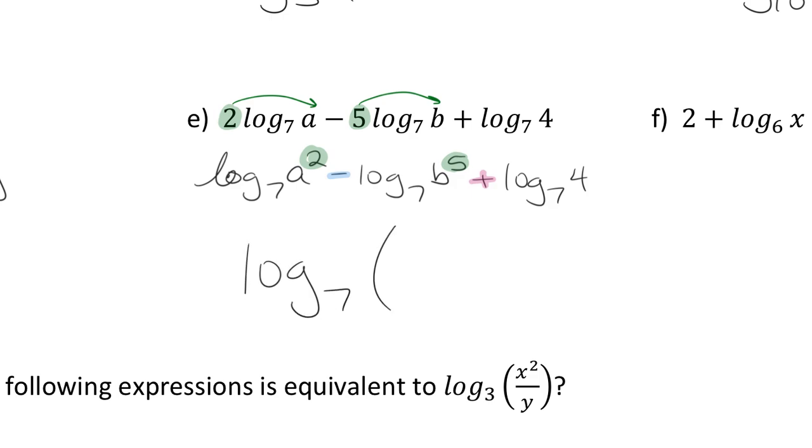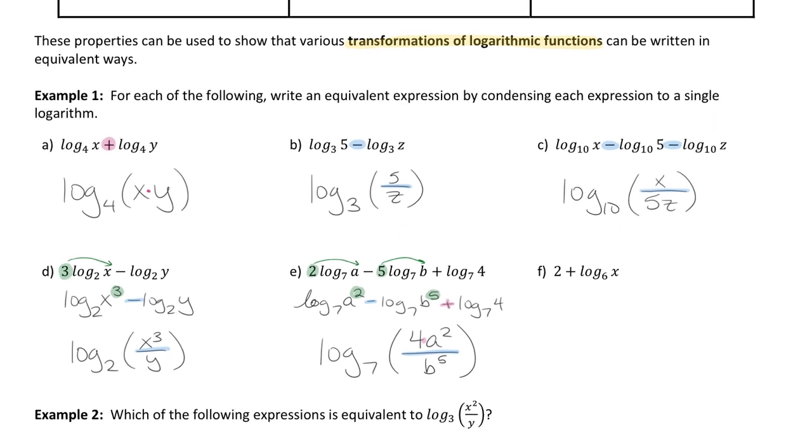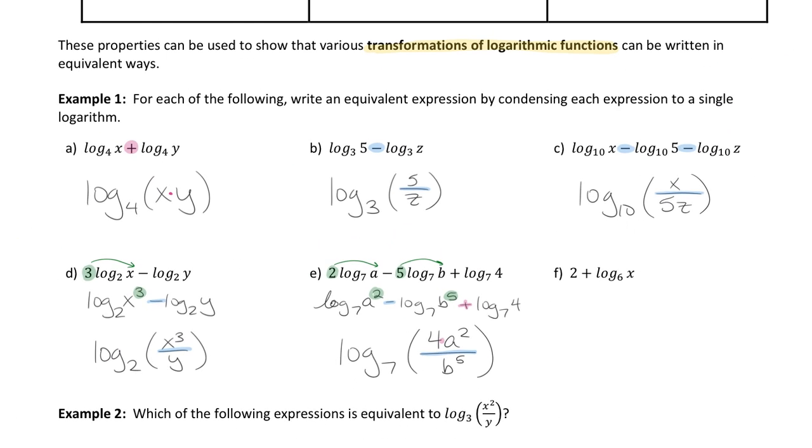This is log base 7 of, let me write it better, 4a squared divided by b to the 5th. You could say a squared times 4. That's mathematically equivalent, but we don't normally say things that way. We're going to put the coefficient first. And again, just to make sure we know where this came from, we're going to put a little dot to show we are multiplying the 4 times a squared. These are our notes so that we remember where it came from. So far, so good?